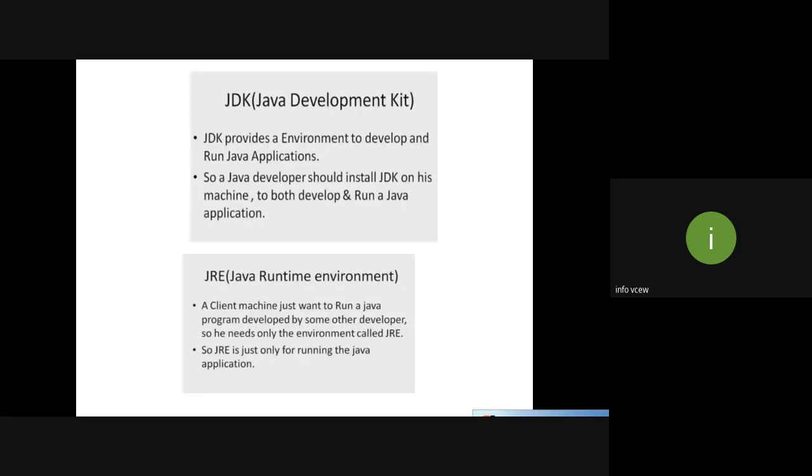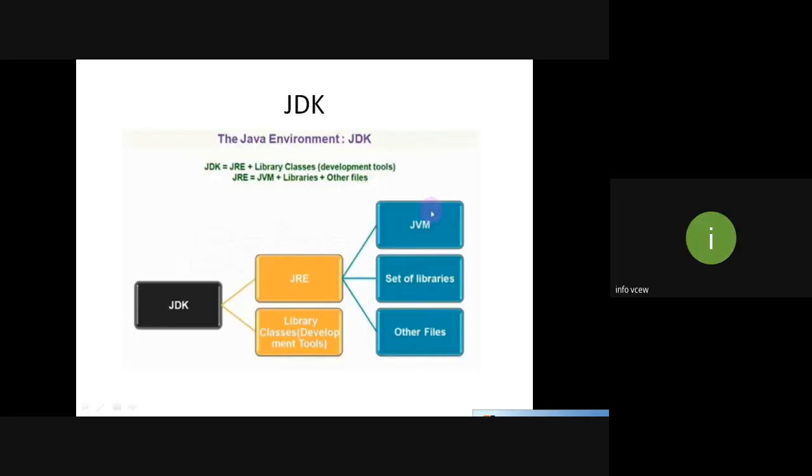Yes, ma'am. Okay, let us look at JDK in detail. The JDK environment, what is the combination in the JDK environment? It includes JRE. What is inside the JDK? Java Runtime Environment plus library classes. Library classes means inbuilt packages, that is called library classes. Can you be clear about this?